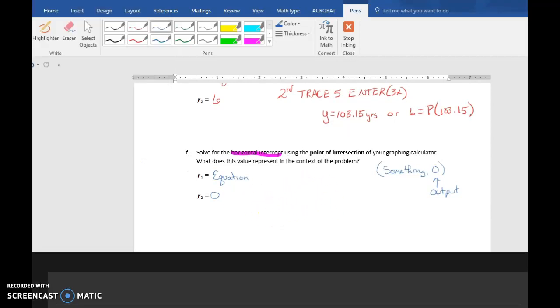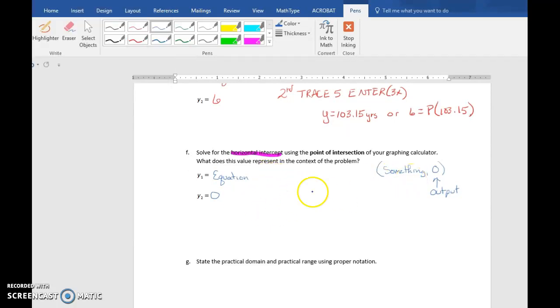And so we know that the y value is equal to 106 years. So that must mean the horizontal intercept is 106, comma 0, which would mean that after 106 years, there would be 0% of women age 65 or older living alone.